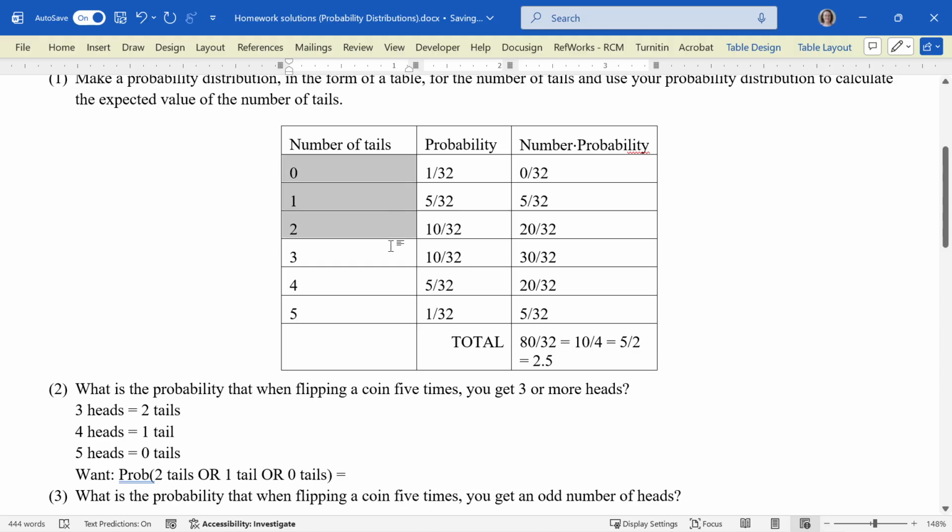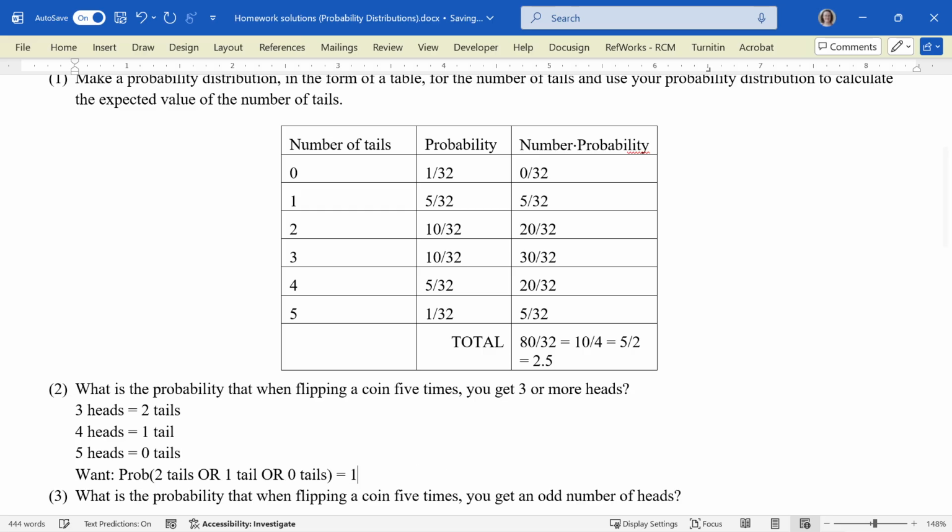No two of these numbers of tails can happen at the same time on the same 5 coin flips. So these are mutually exclusive events in each row, so we can just add up their probabilities. So this is going to be 1 over 32 plus 5 over 32 plus 10 over 32. So that is 16 over 32, which is exactly 1/2 or 50%. So the probability when you flip a coin 5 times that you get 3 or more heads is actually 50%.